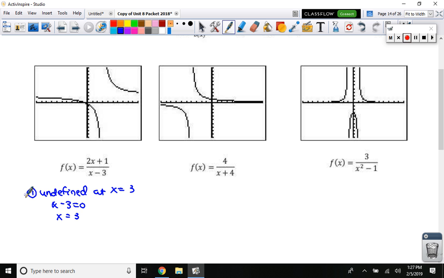However, last night, where you found something was undefined, right? That was a point of discontinuity. Is that the case today? No, it does not, right? So, however, at 3, do you actually have an answer? No, they're telling you there's no answer. So how do we see that on the graph? Yeah, there's like a space.